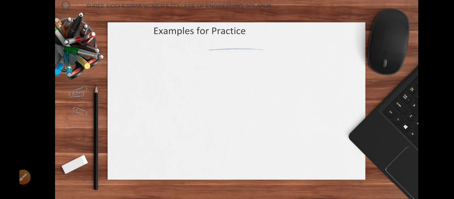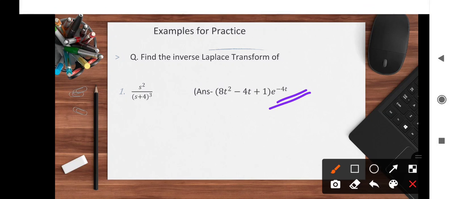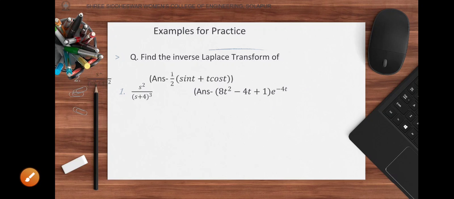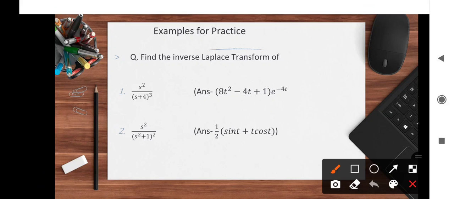Now some examples for practice are given here. The question will be the same. First example, s square upon (s plus 4) whole cube. Refer to example 1 in this video to solve this example and verify your answer with the given answer. And the second one is s square upon (s square plus 1) whole square. The answer is 1 by 2 (sin t plus t cos t). Here you have to refer to the solution of the second example and verify your answer with the given answer.